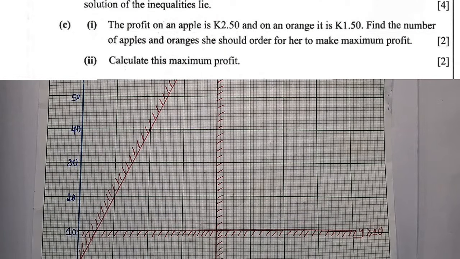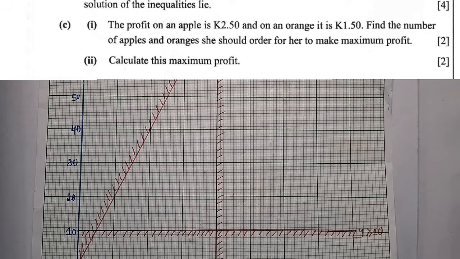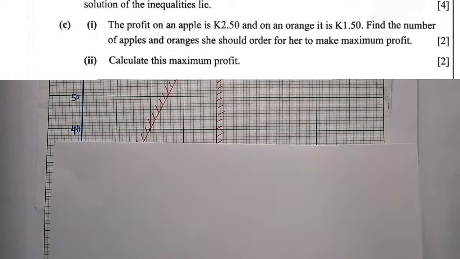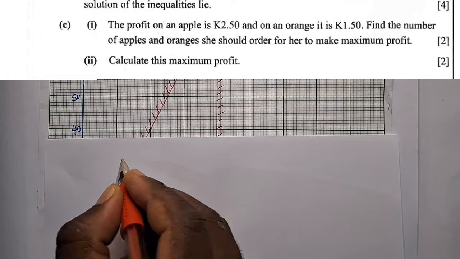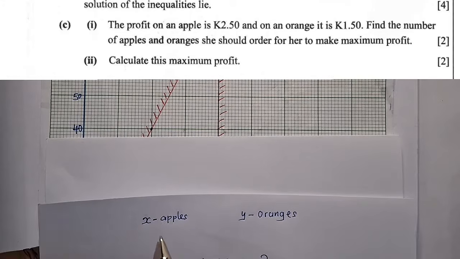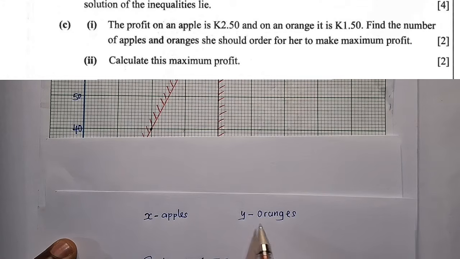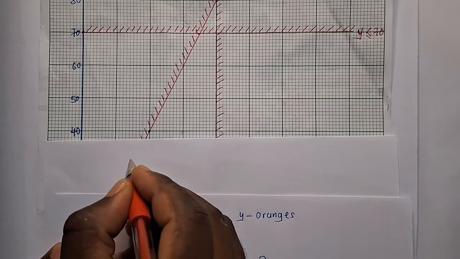All right, so now we answer the last part of the question, which is question C. They're saying the profit on an apple is 2.5 kwacha, and on an orange it is 1.5 kwacha. Find the number of apples and oranges she should order for her to make maximum profit. So for this question, it's very important that you come up with what we call the objective function. So we know that apples is represented using what? Using letter X. While oranges is Y. So you know that the profit on an apple is what?